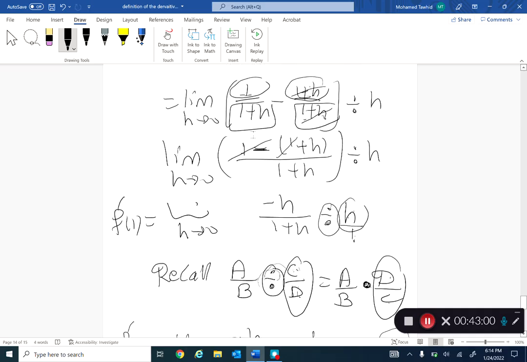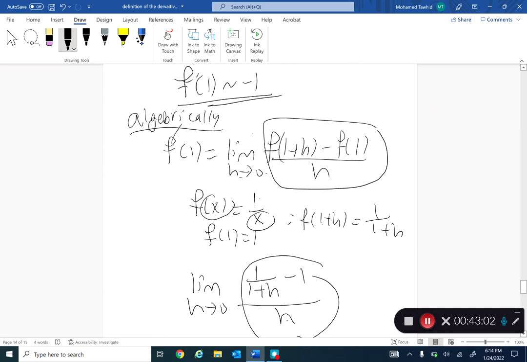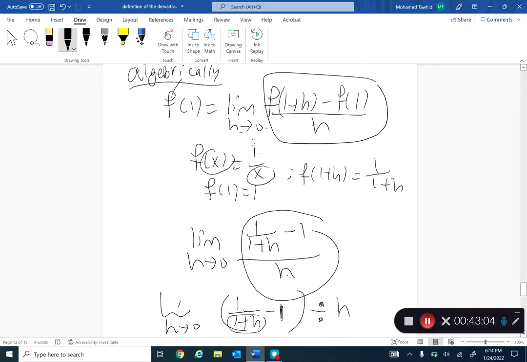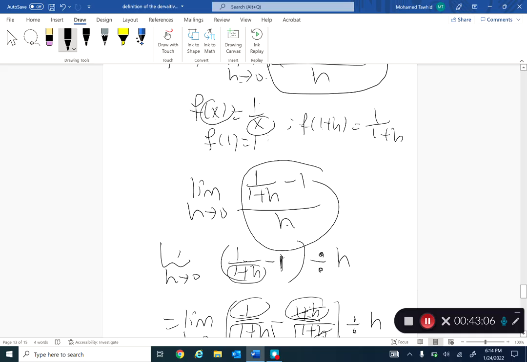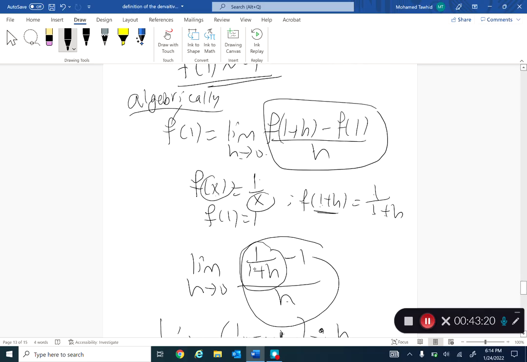So let me summarize this one here. This problem is really good, very interesting. Algebraically, what is your f of x? 1 over x. To find f of 1, just replace x by 1. 1 plus h means you replace x by 1 plus h. You have 1 over 1 plus h. So this one is f of 1 plus h. This one here is f of 1 plus h minus f of 1, over h, right?